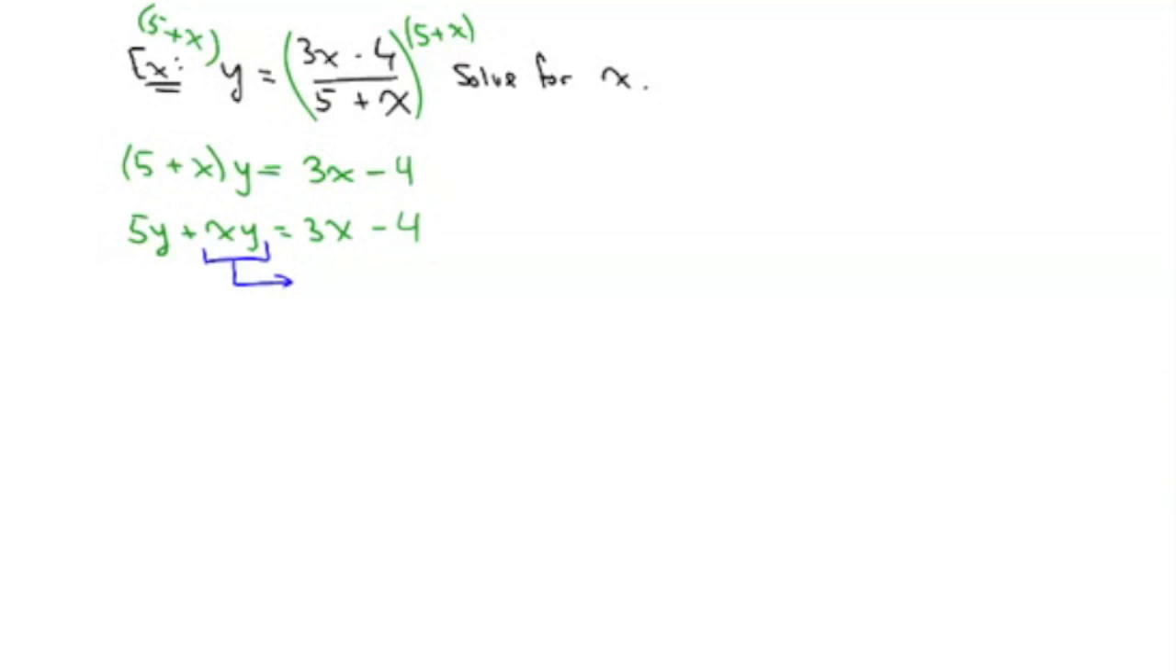Now, if I'm moving the xy in this direction, what else do I want to move? That 4. So I'm going to take that negative 4 and shift it the other way. Remember, they have to change signs. So now this becomes 5y plus 4 is equal to 3x minus xy. There. Looks a little prettier. So now I'm down to step 4. I got the x's on the same side. I got the junk on the other side.